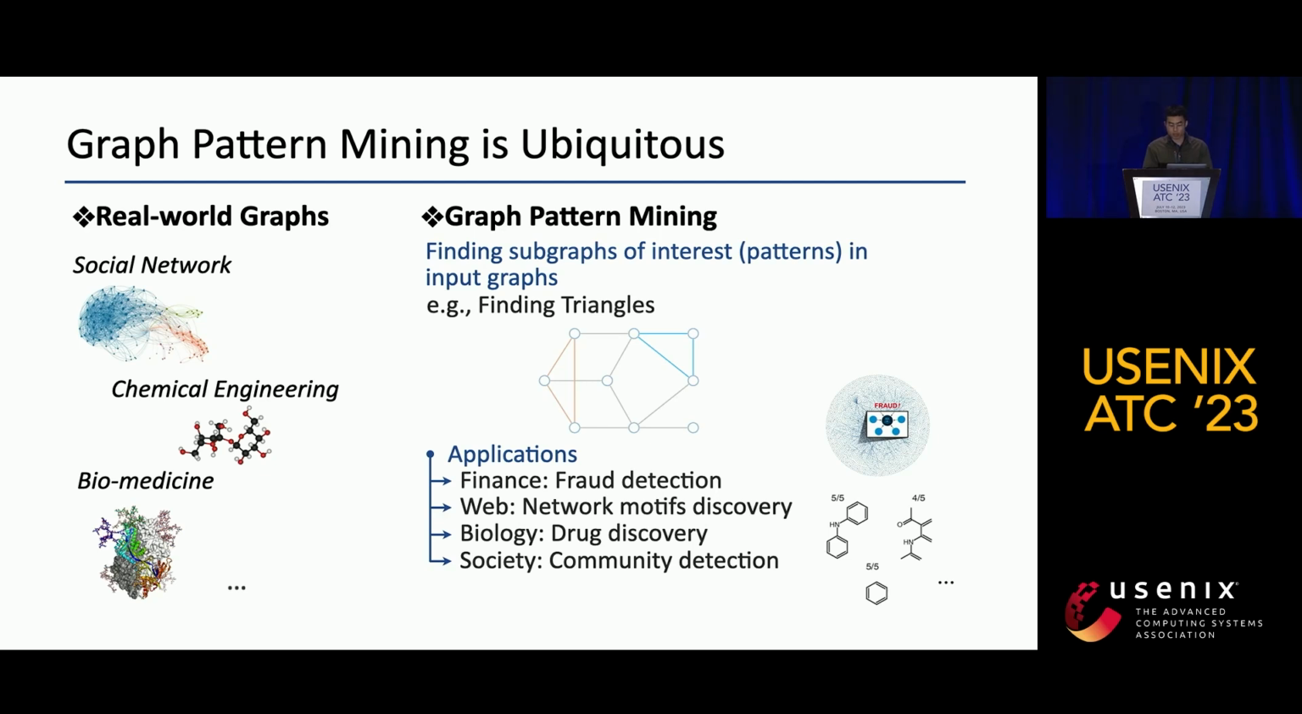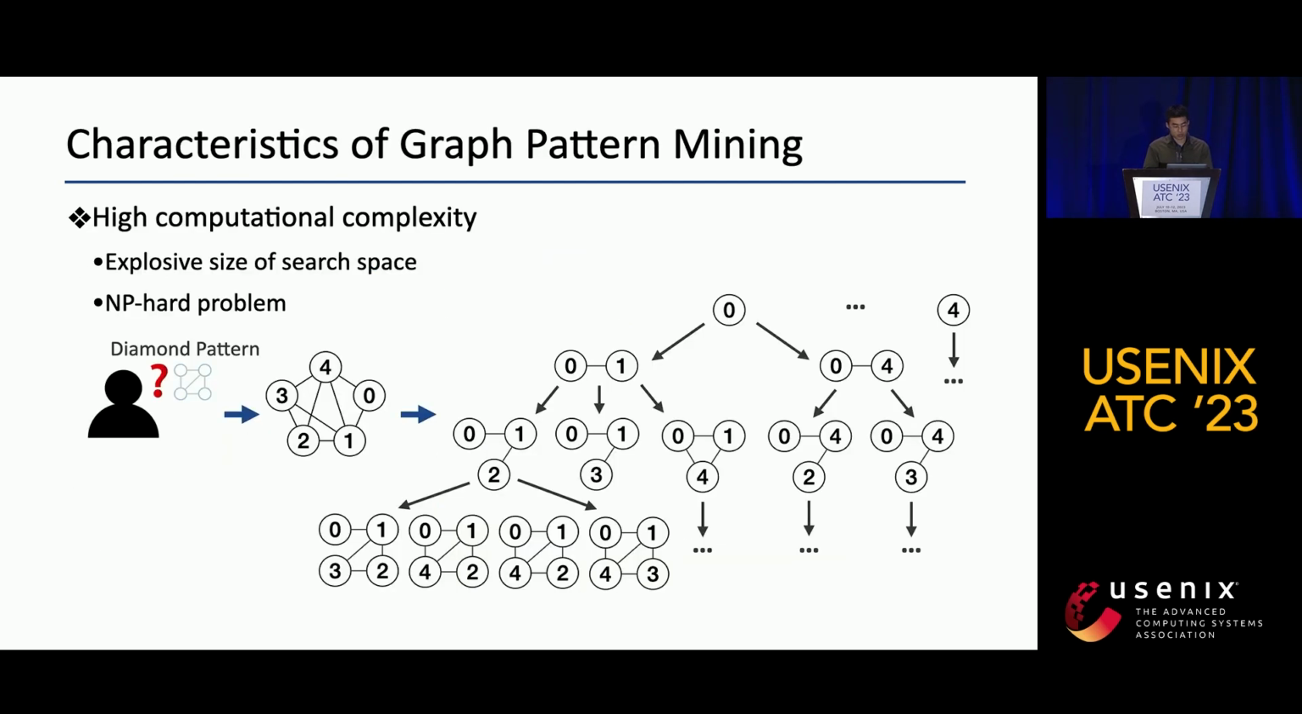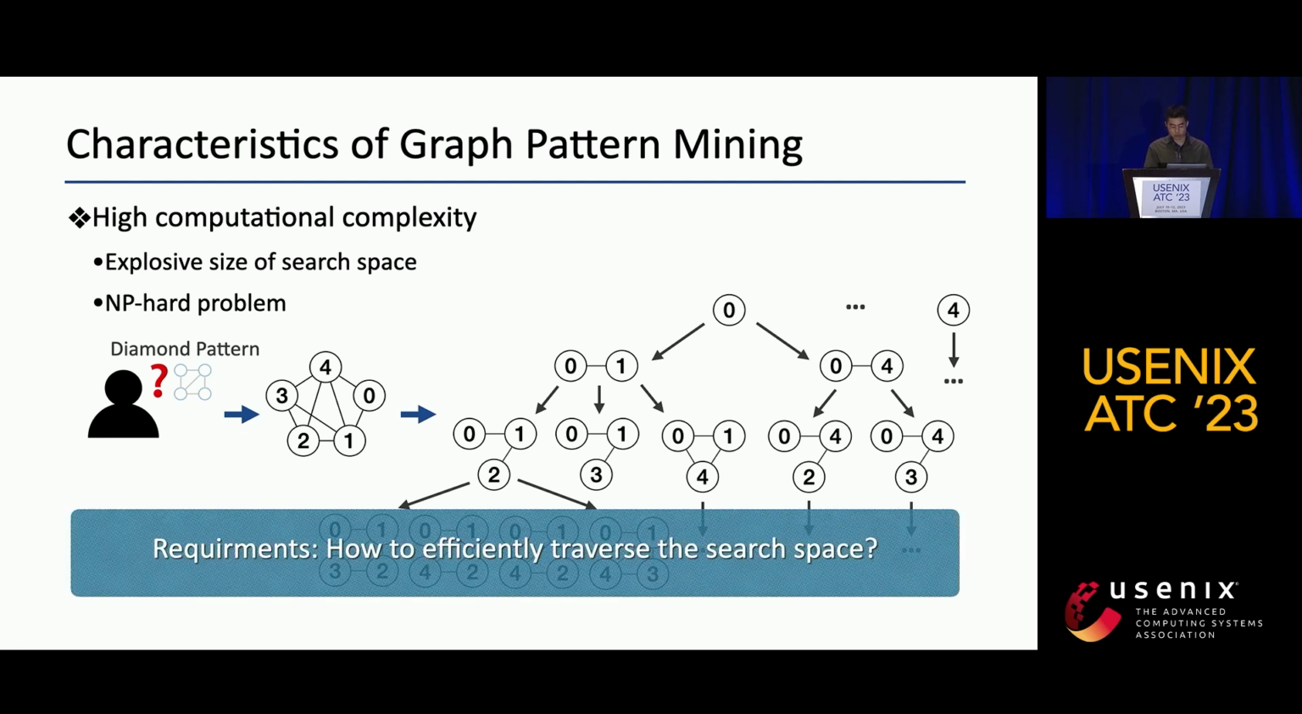In an input data graph, it seeks out subgraphs of interest known as graph patterns. Due to the explosive size of the search space, graph pattern mining is commonly known for its high computational complexity. How to efficiently traverse the search space is essential for good performance. In recent years, general-purpose graph pattern mining systems have emerged to target high parallelism and optimal search space.